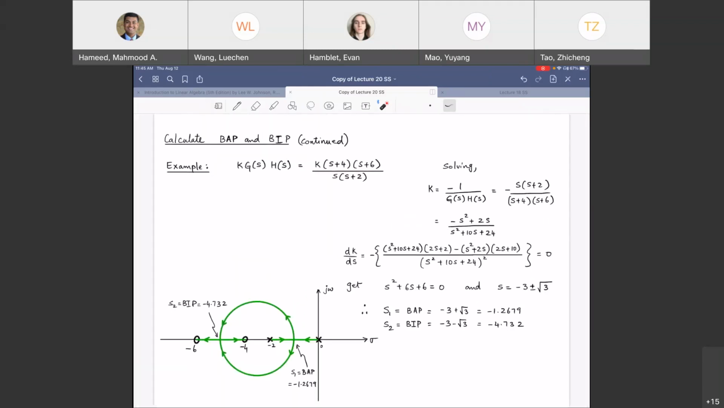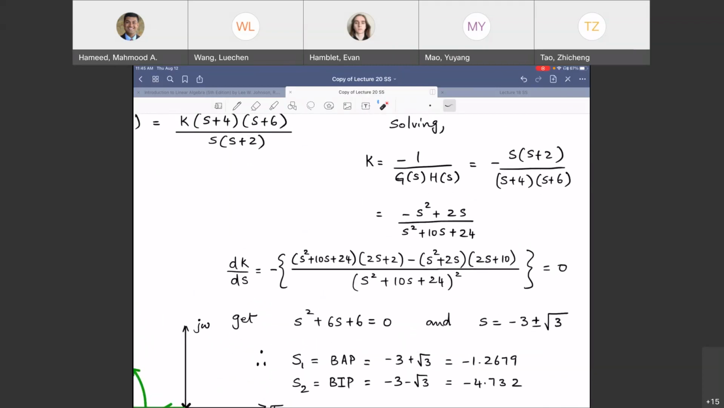So let's do that example here. Here we have a different loop transfer function. You have a zero at -4, a zero at -6, a pole at 0, and a pole at -2. So we know that we are going to have a breakaway point between the poles, and we are going to have a break-in point between -4 and -6. Apply the same strategy. Differentiate k with respect to s, set it to 0, find the value of s.